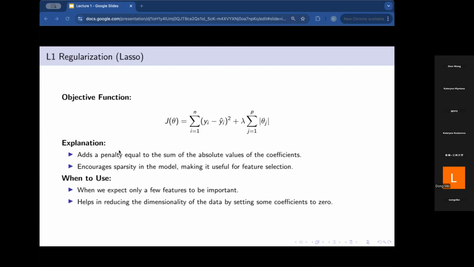When should we use L1 regularization? Again, when we expect only a subset of features to be relevant to the model. And it's beneficial for reducing the dimensionality of the data, especially when we have a large number of features, and it can eliminate the less important ones by setting their coefficients to zero.